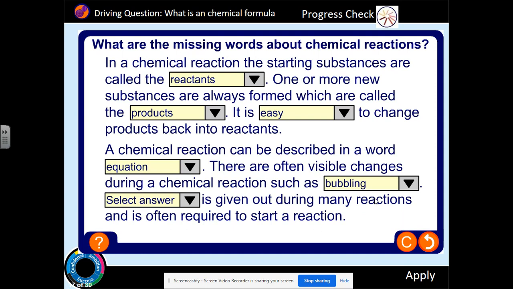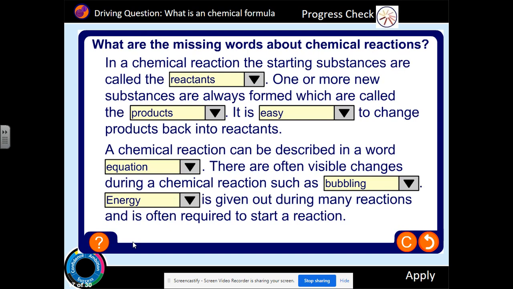Blank is given out during many reactions and is often required to start a reaction. Most reactions require, is it hydrogen, oxygen, or energy? Let's go with energy.